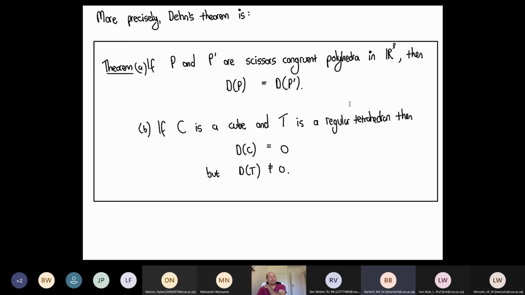And then part B is that if C is a cube and T is a regular tetrahedron, then the Dehn invariant of the cube is 0, but the Dehn invariant of the regular tetrahedron is non-zero. So this then establishes that it's not true that if two polyhedra in R3 have the same volume, then they are scissors congruent, because C and T have the same volume, but they're not scissors congruent because they have different Dehn invariants. So let's prove this theorem.